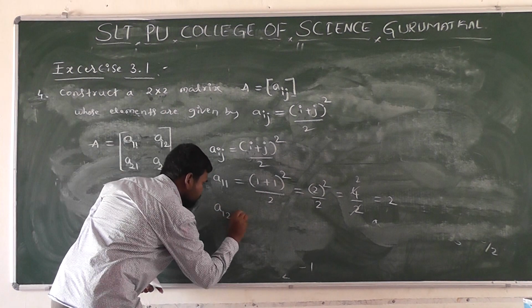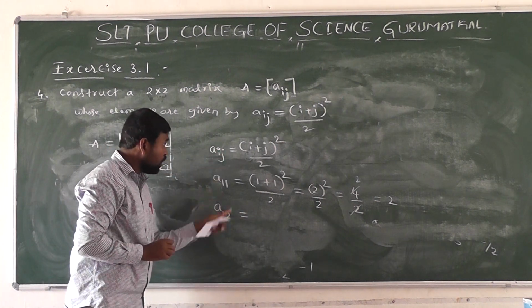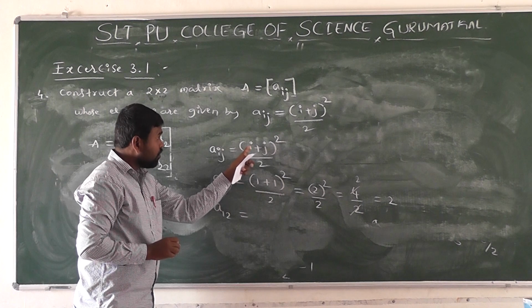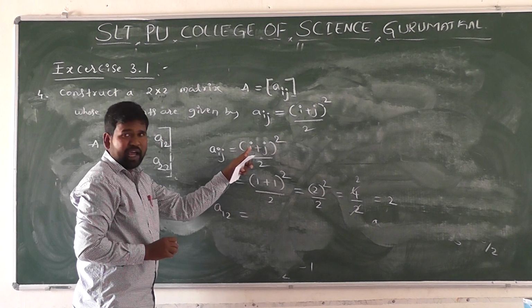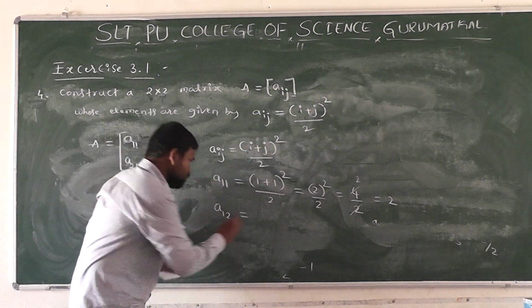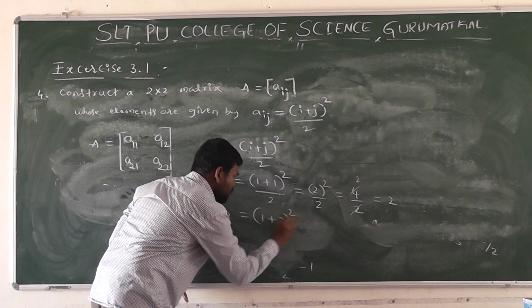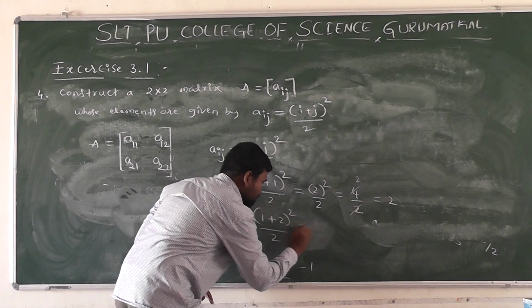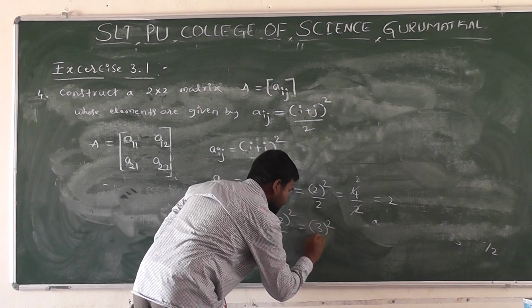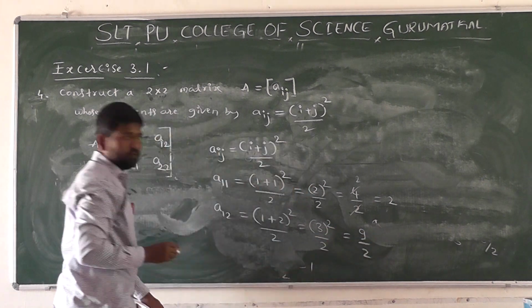Next we have to take this one here, A12. Right? Here i is nothing but 1, and j is nothing but 2. In place of i, the row number, we have to substitute 1, and in place of j we have to substitute 2. (1 plus 2) whole square divided by 2. 1 plus 2 how much here? 3. 3 square how much here? 9 divided by 2. Right?